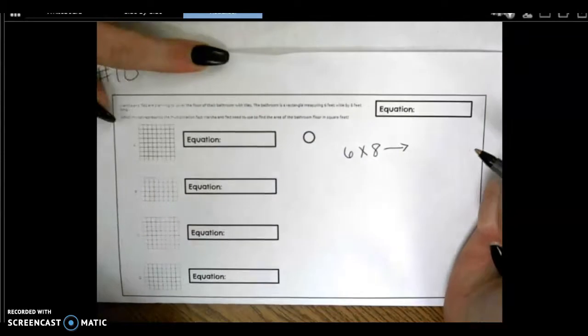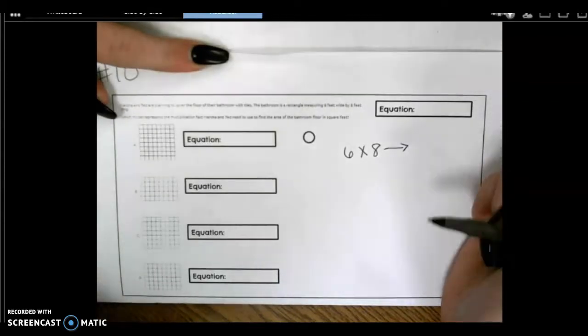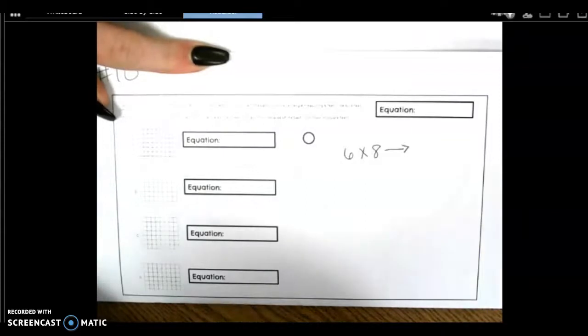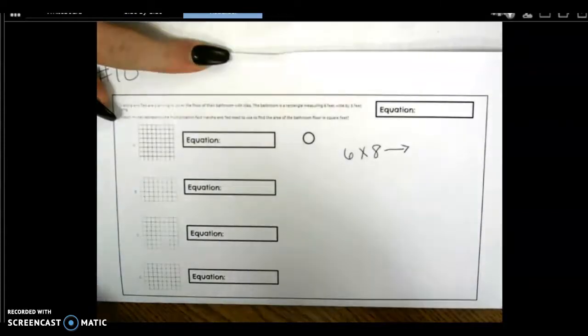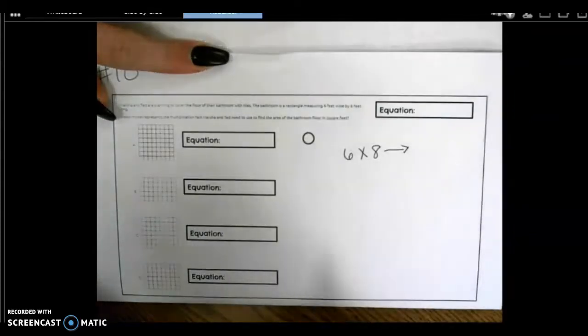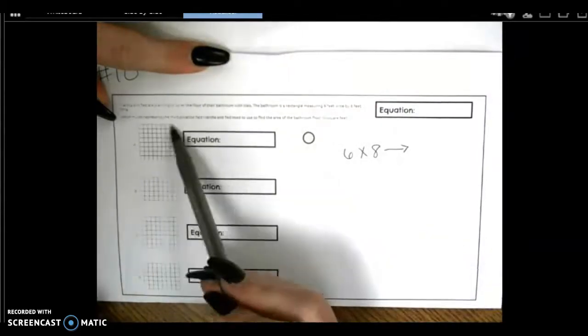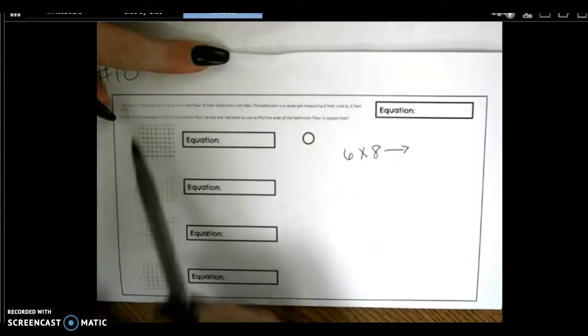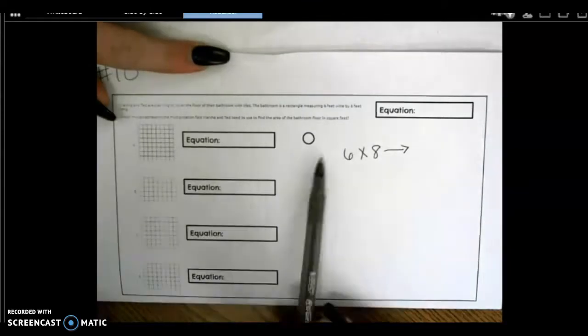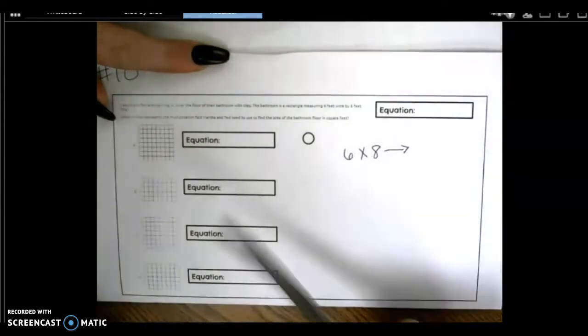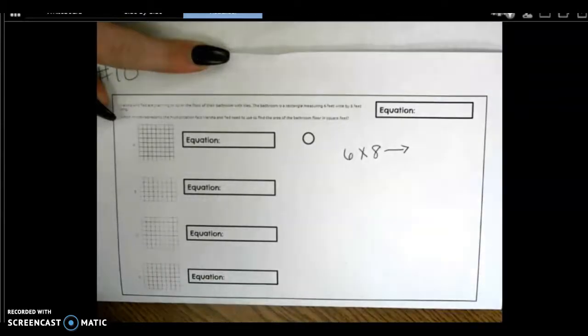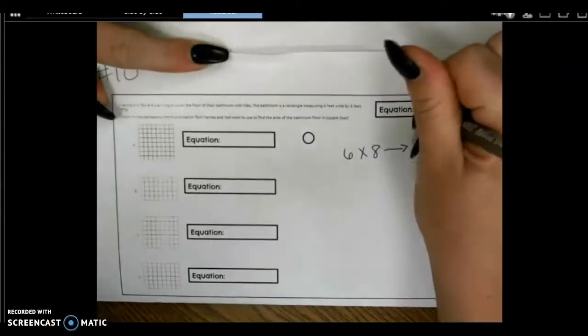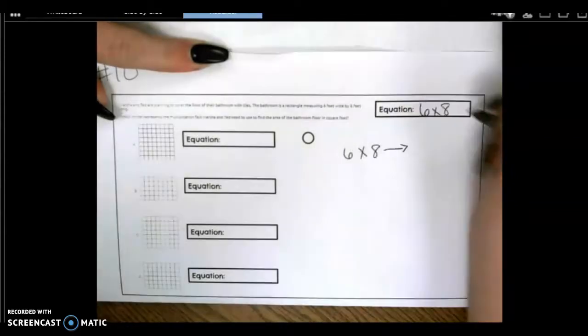Which model represents the multiplication fact Marcia and Ted need to use to find the area of the bathroom floor in square feet? So area, boys and girls, is the total amount. Well, in multiplication, we can say that the area of something could also be the product of two factors. So these look like a bunch of arrays, and we're going to see which array equals 6 times 8.